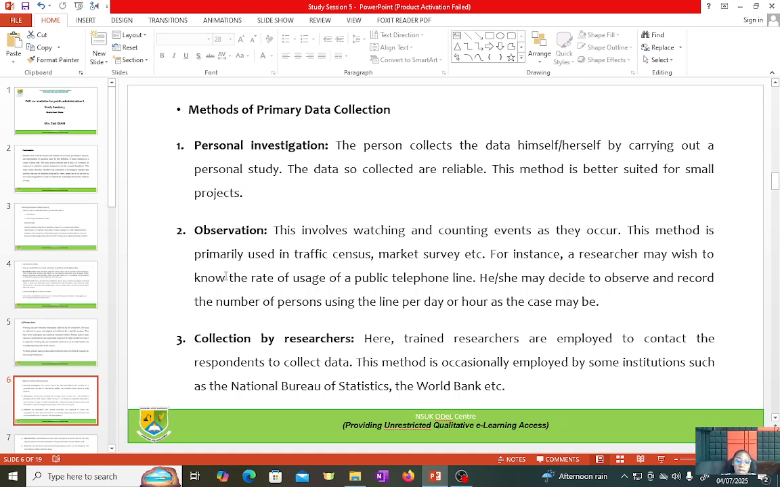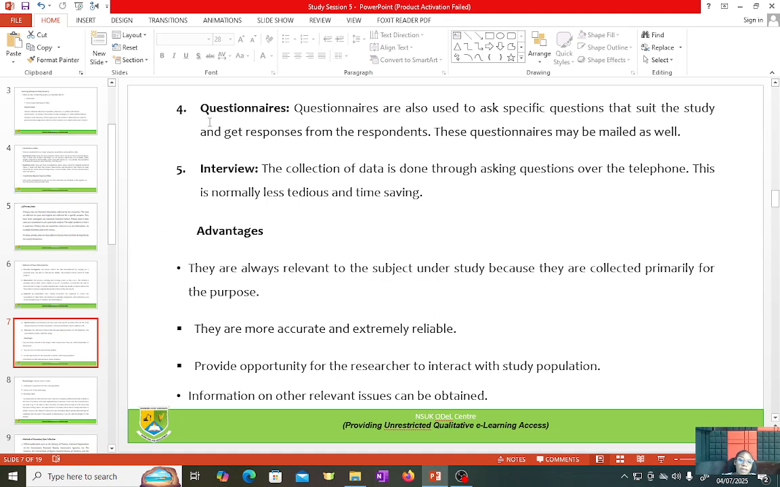Primary data could also be collected by the researchers. Trained researchers are employed to contact the respondents to collect data. This method is occasionally employed by some institutions such as the National Bureau of Statistics, the World Bank, and so on. Primary data could also be collected through questionnaires and interviews. Questionnaires are also used to ask specific questions that suit the study and get responses from the respondents.